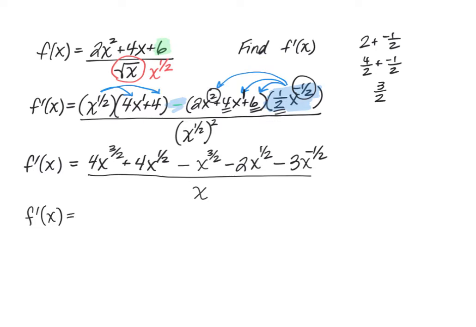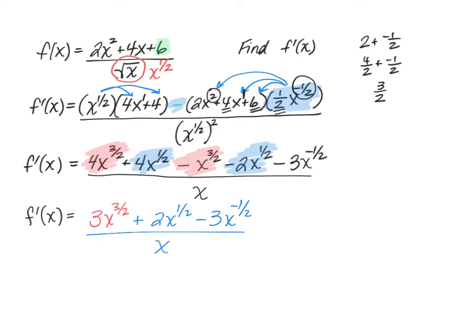And now we combine like terms. So does anything combine here? It looks like we have 4x to the 3/2 minus x to the 3/2 there. So that's going to give us 3x to the 3/2 power. And then we have a 4x to the 1/2 minus 2x to the 1/2. So that's going to be a positive 2x to the 1/2. And then we have that minus 3x to the negative 1/2 all over x. So we could simplify this a bit further, but for right now, I'll leave it as is. That is demonstrating how we could use the quotient rule in this scenario.